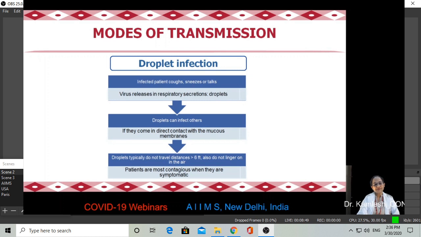Now, how does this transmission take place? The droplets: when an infected patient coughs, sneezes or talks, the virus is released into the respiratory secretions as droplets. These droplets can infect others if they come in direct contact with the mucous membranes. The droplets typically do not travel more than 6 feet. Also, they do not linger in the air, and hence there are lesser chances of the transmission being airborne or via droplet nuclei. Patients are most contagious when they are symptomatic.